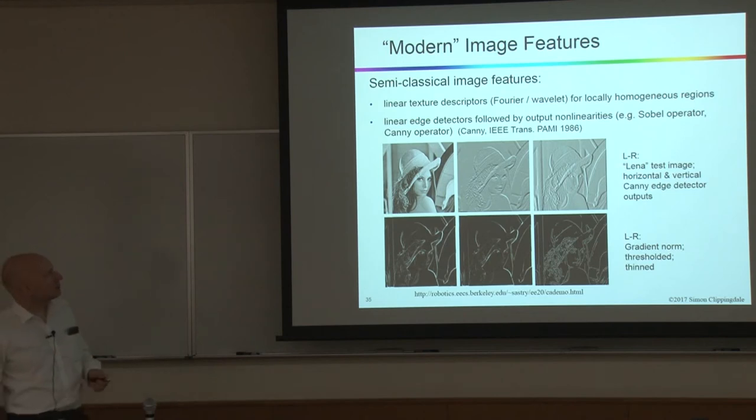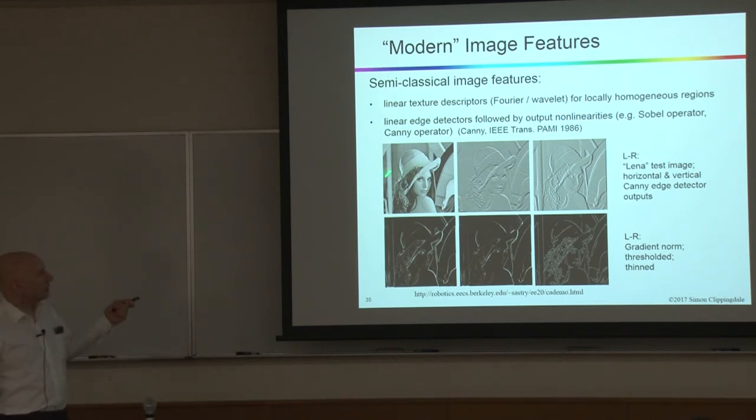Semi-classical image features have tended to use texture descriptors like Fourier transforms, which express the spatial frequency content of image patches, and wavelets. The non-stationarity, the variations in statistics, have been dealt with by edge detectors, followed by some kind of non-linearity. And this goes back to the mid-80s.